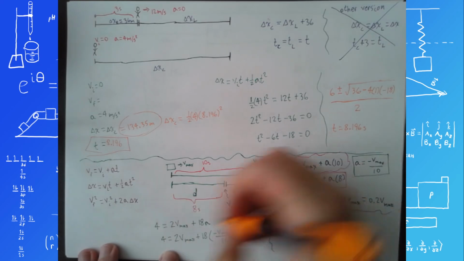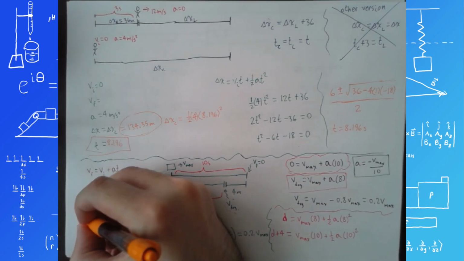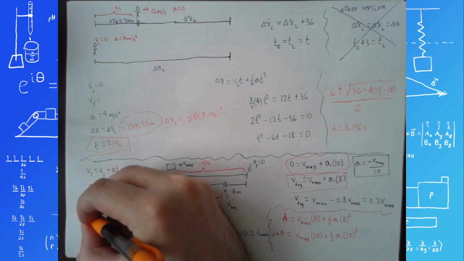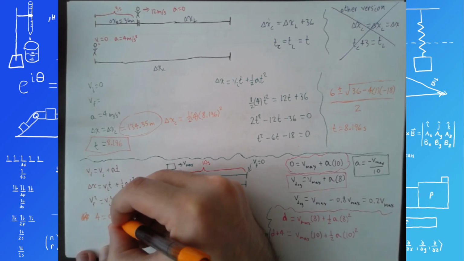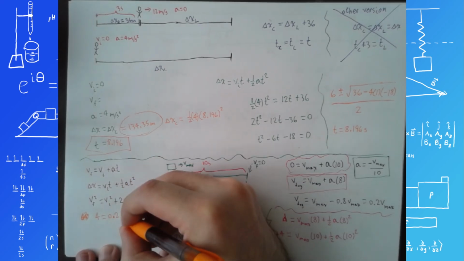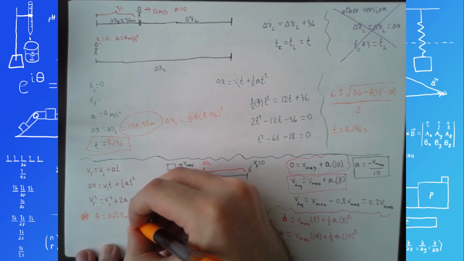Where was I? Right, 4 equals 0.2 Vmax. Whoops. What did I do? 4 equals 0.2 of Vmax.